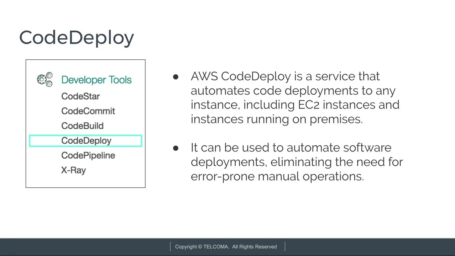We can use AWS CodeDeploy to automate software deployments. We can eliminate the need for error-prone manual operations, and the service scales with infrastructure. So it is very easy to deploy to one instance or to thousands of instances.